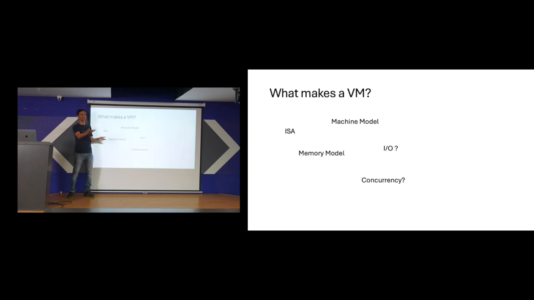Exactly the same thing exists for your Java virtual machine. The Java virtual machine uses the stack machine model. Its memory model we'll come to, and it uses Java bytecode as the ISA. Conceptually, it's the same, but operating at different levels of hierarchy. But conceptually, they are pretty much the same.